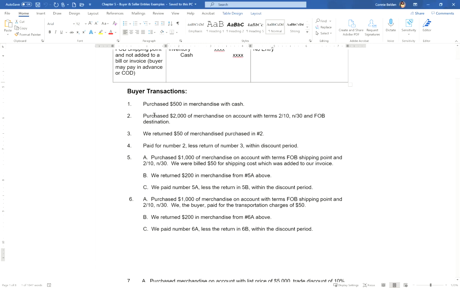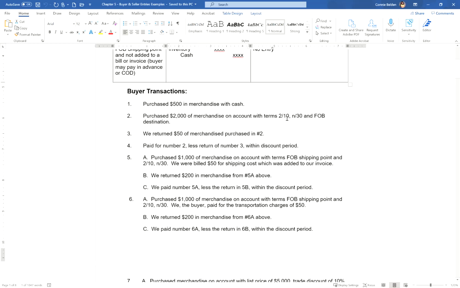Okay, the next entry, number 2, we purchased $2,000 of merchandise on account with terms 2/10, n/30 and free on board to destination. So let's talk about what those terms mean. First of all, we already know free on board to destination means that as the buyer, we are not charged any shipping, so we don't have to worry about it.